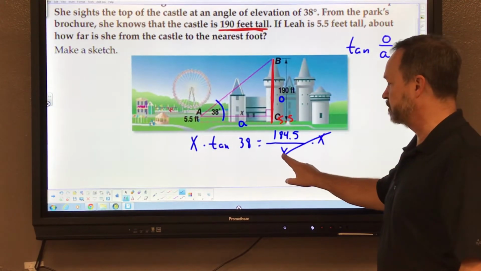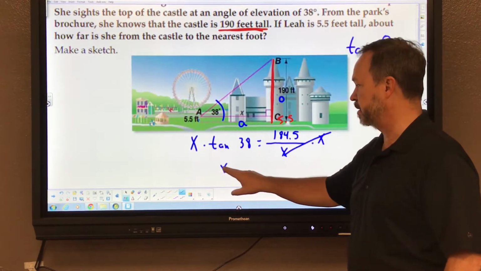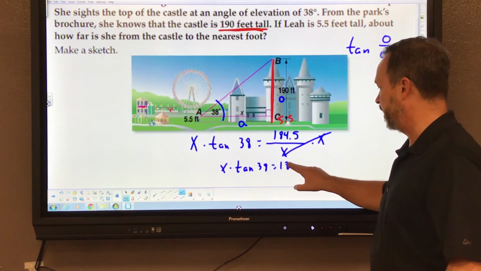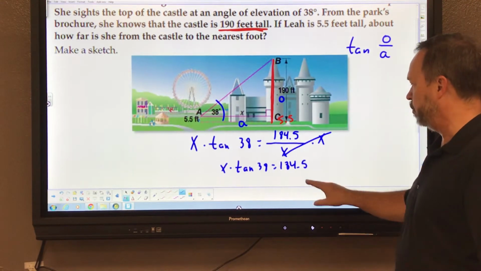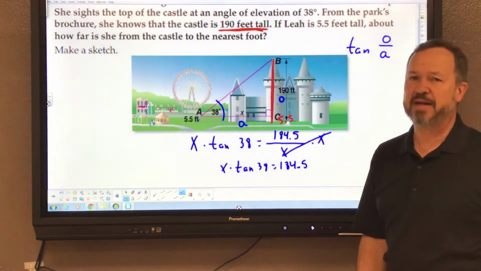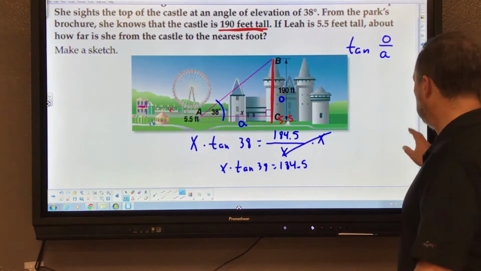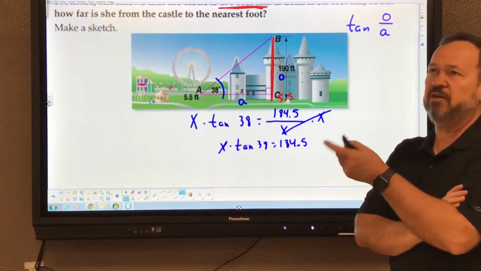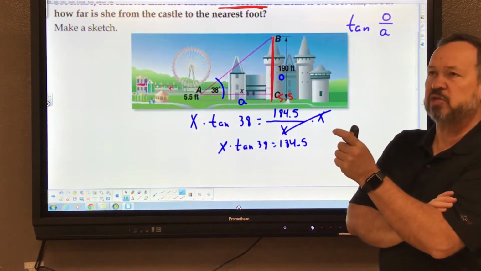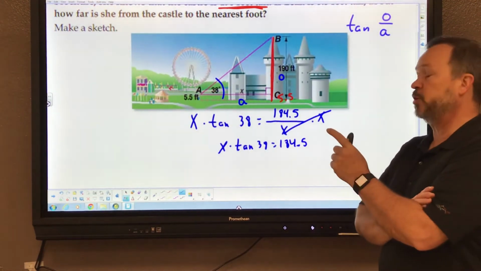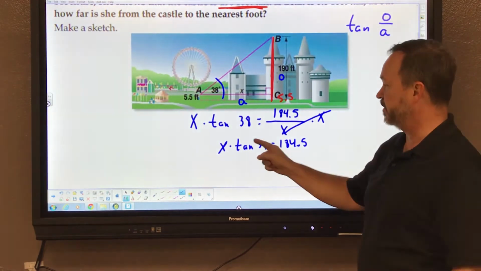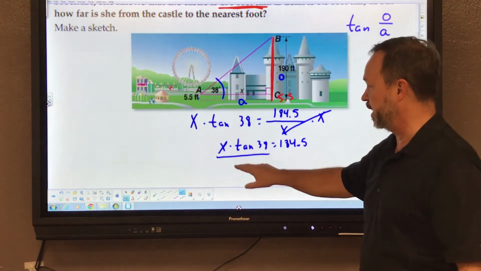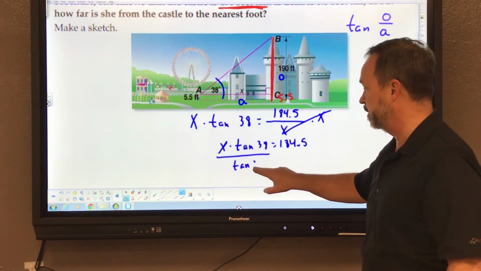These x's cancel. Now we have x times the tangent of 38 is equal to 184.5. Well, remember, our goal here is to get x by itself. Is x by itself? No. So I want to move the tangent of 38. Now, earlier we did those inverse things, and we were just trying to get rid of cosine, or just trying to get rid of tangent. In this case, we're not trying to get rid of tangent. We're trying to get rid of a tangent of 38. So it's different. So we're going to divide both sides, because it's multiplication. We're going to divide both sides by the tangent of 38.